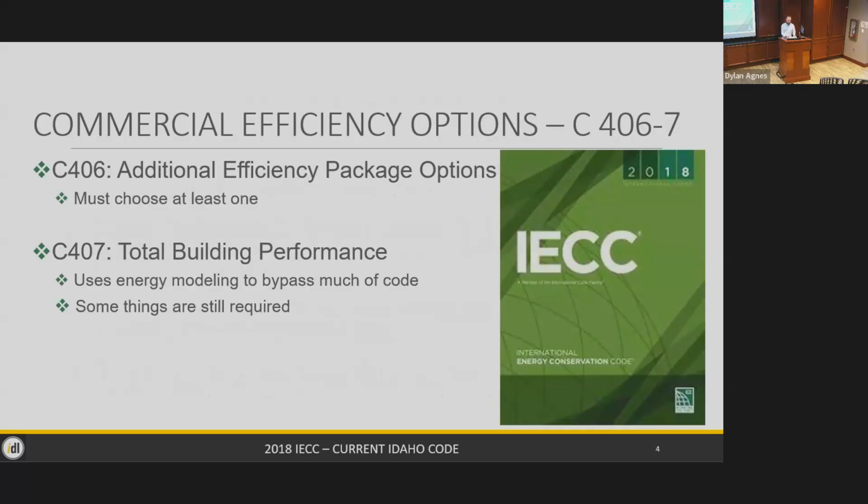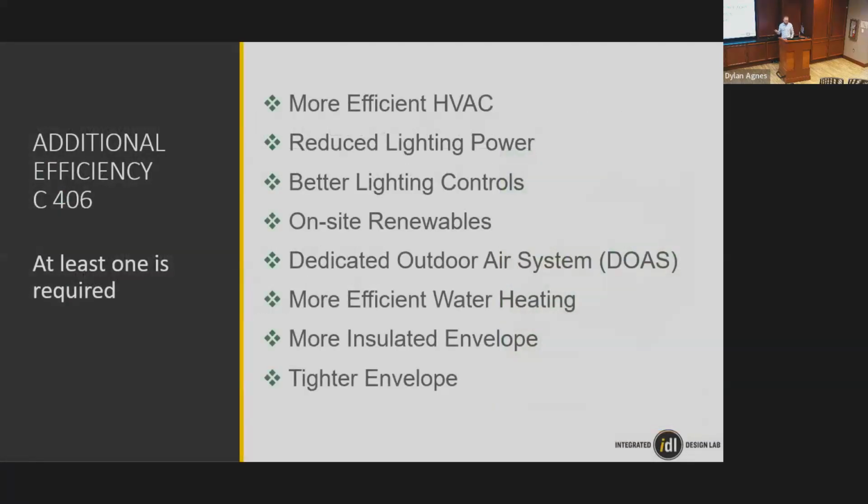There's a list of 8 different options available to you, and you have to pick one. The other option is to do total building performance. I mentioned that in the envelope as well as the ventilation, that you get to bypass a whole bunch of the text of the code by using energy modeling. There's some things that are still required, and we'll go through that. But let's start by looking at the additional efficiency options.